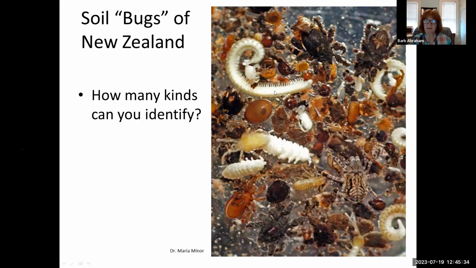Somebody tell me what this is. Lots of legs, lots and lots of legs, kind of rounded. It looks like a millipede. Millipede, great. What are these white things here?